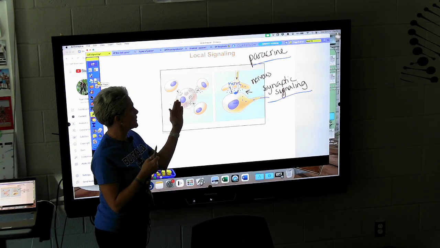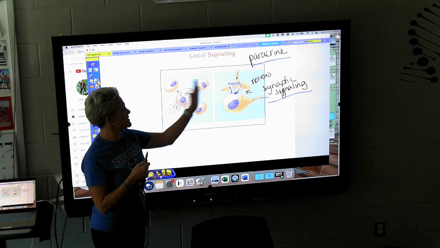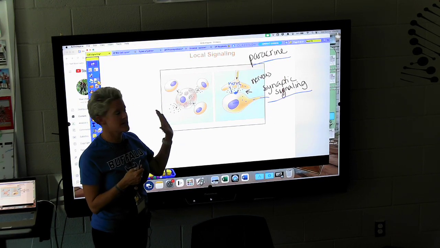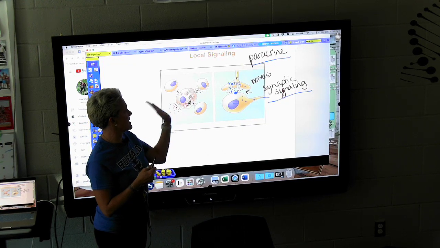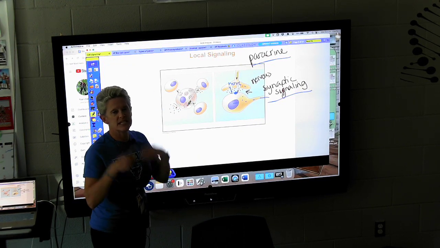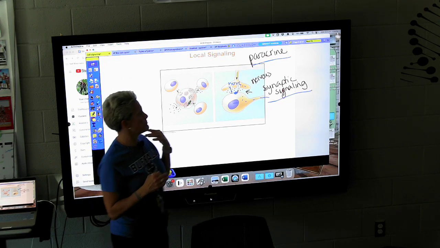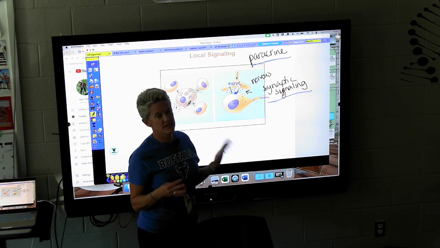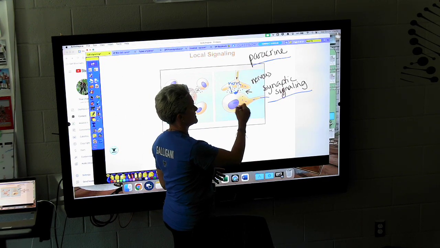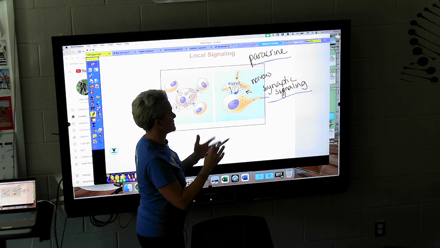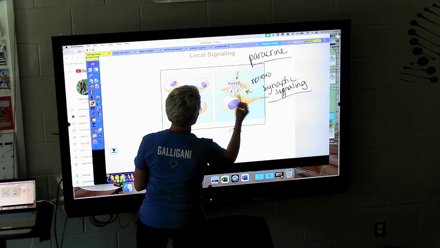The cells will send messages to any cell that's nearby. Notice they're not touching, and there's a space in between this cell and the next, but it's still sending out messages, and any cell that's nearby is going to receive that message. Okay, that's called paracrine. And a big example of this is in the nervous system. So this is a nerve, and this is a cell, like a digestive cell or muscle cell, that it is going to control.